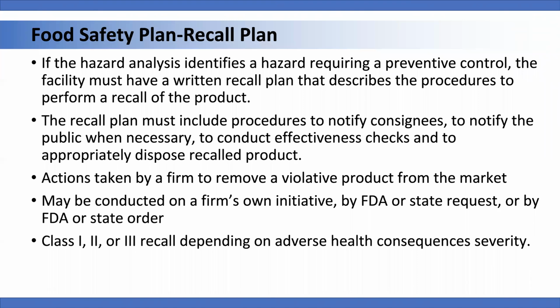If there is any hazard requiring a preventive control, you must have a written recall plan. A recall plan must include procedures to notify consignees and the public if necessary, to check effectiveness, and to properly dispose of recalled product. On being recalled, violated products must be removed from the market. Recall may be conducted on the manufacturer's own initiative or by FDA or state authority. Recalls are classified into class 1, 2, and 3 depending on severity of adverse health consequences.